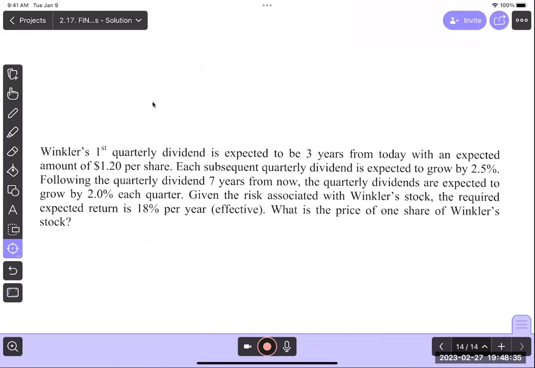Winkler's first quarterly dividend is expected to be 3 years from today, with an expected amount of $1.20 per share. Each subsequent quarterly dividend is expected to grow by 2.5%. Following the quarterly dividend 7 years from now, the quarterly dividends are expected to grow by 2% each quarter. Given the risk associated with Winkler's stock, the required expected return is 18% per year effective. What is the price of one share of Winkler's stock?